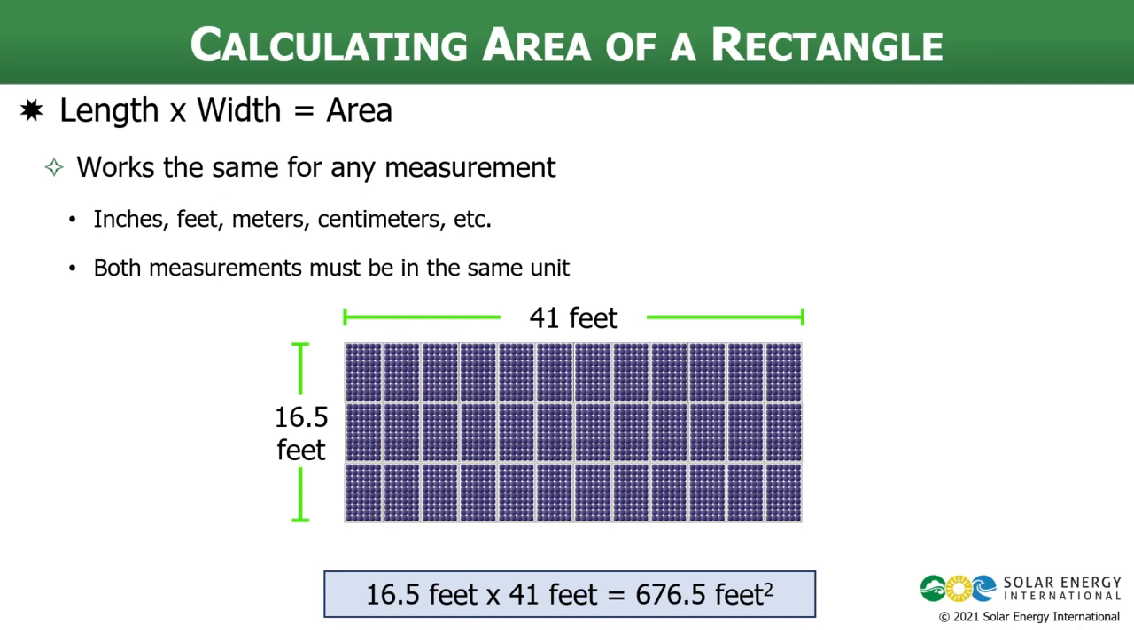We could do the same calculation if we had meters. If we had the meters, the length times the width, we can multiply those two and we get square meters. If we had inches, we'd get square inches, millimeters, square millimeters. The formula works the same as long as the two units of measurements for the two sides are the same. This also works for parallelograms.